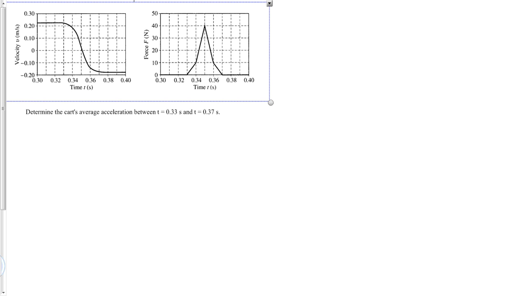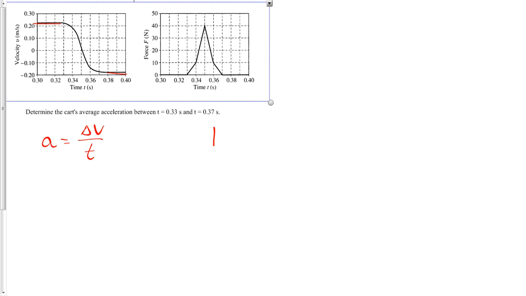So once you've got the graphs analyzed, start taking a look at the question. What's the acceleration? How do you solve for acceleration? Change in velocity over time. You know velocities, here to here.